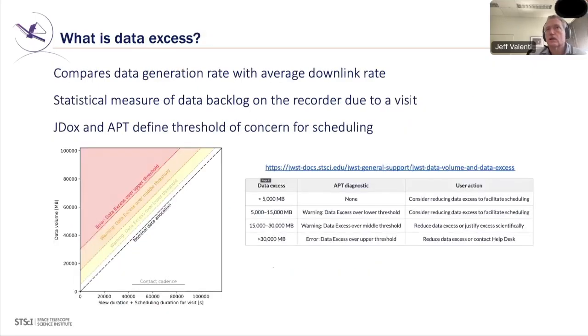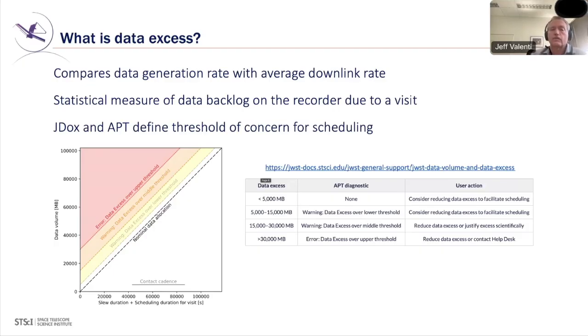So what is data excess? This applies to all programs, primes or pure parallels. Data excess compares the data generation rate of your observation specification per visit with the average downlink rate that we manage to get for JWST. We have one or two contacts a day. We get a certain amount of time. We can get a certain amount of data down through the Deep Space Network. So data excess is a statistical measure of how much data is either backing up or clearing out of the recorder due to a single visit.